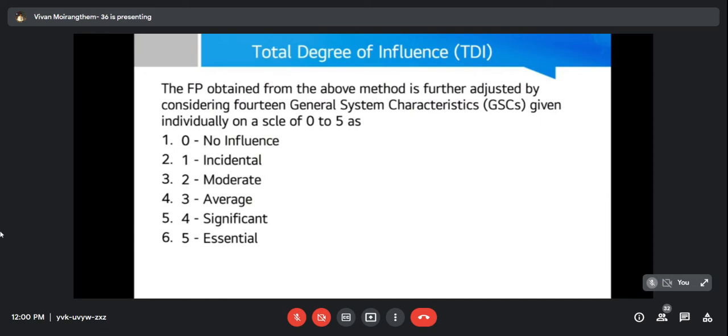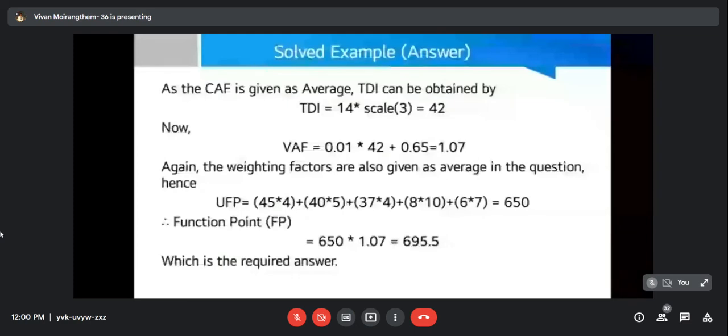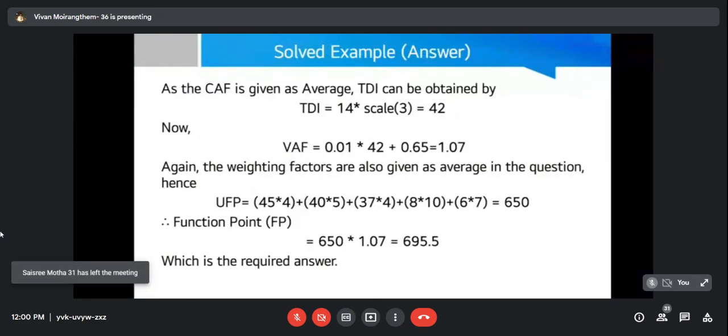Now, I had told that there are 14 of these scaled values. So if each of these values is of the scaled value 3, and we were to find our TDI, which is the sum of these 14 values, we will be adding 3 fourteen times. That is 3 into 14. So our TDI is 3 into 14, that is 42. Now we have our TDI.